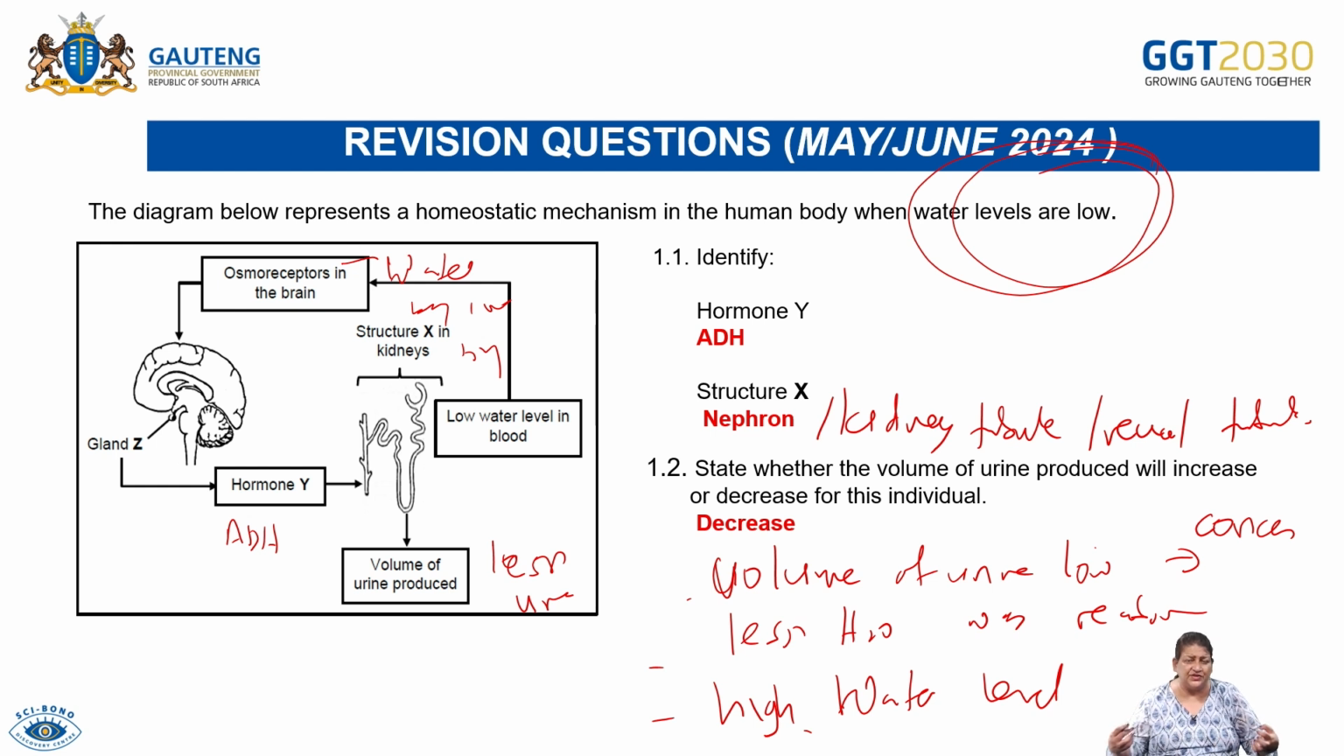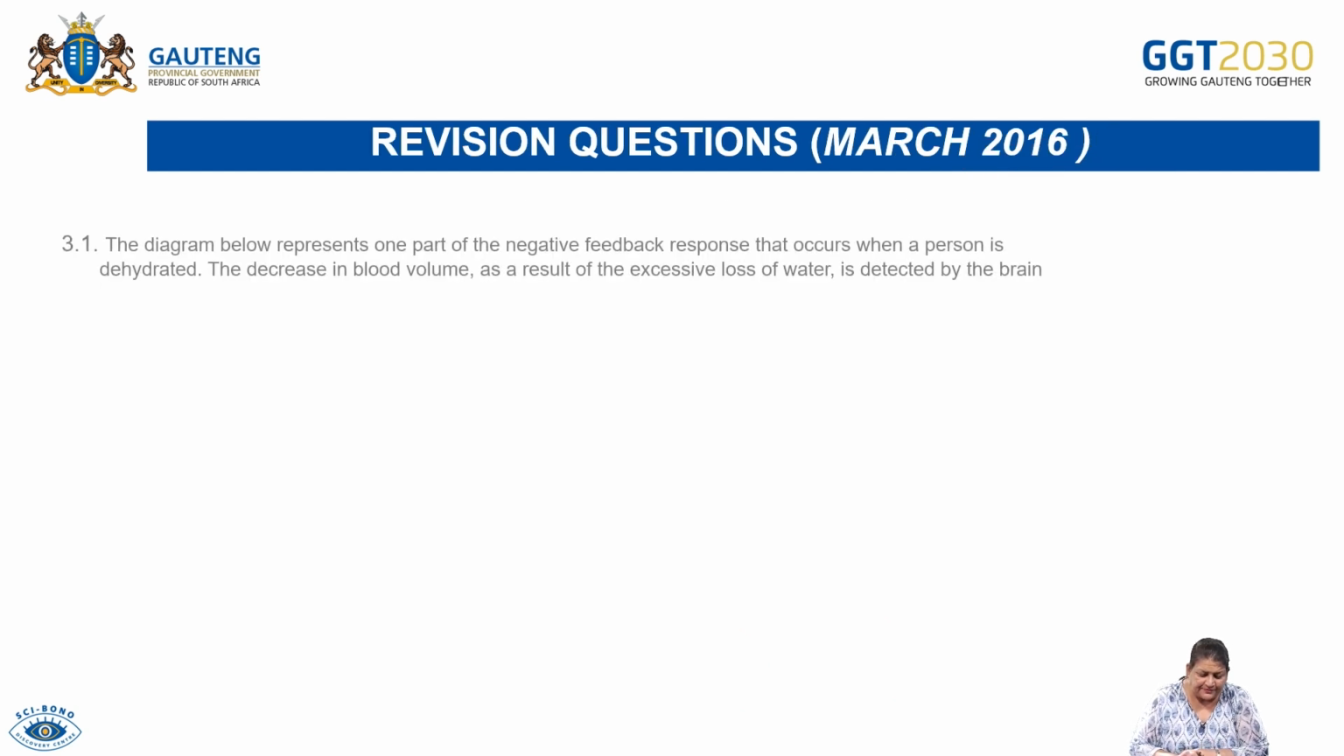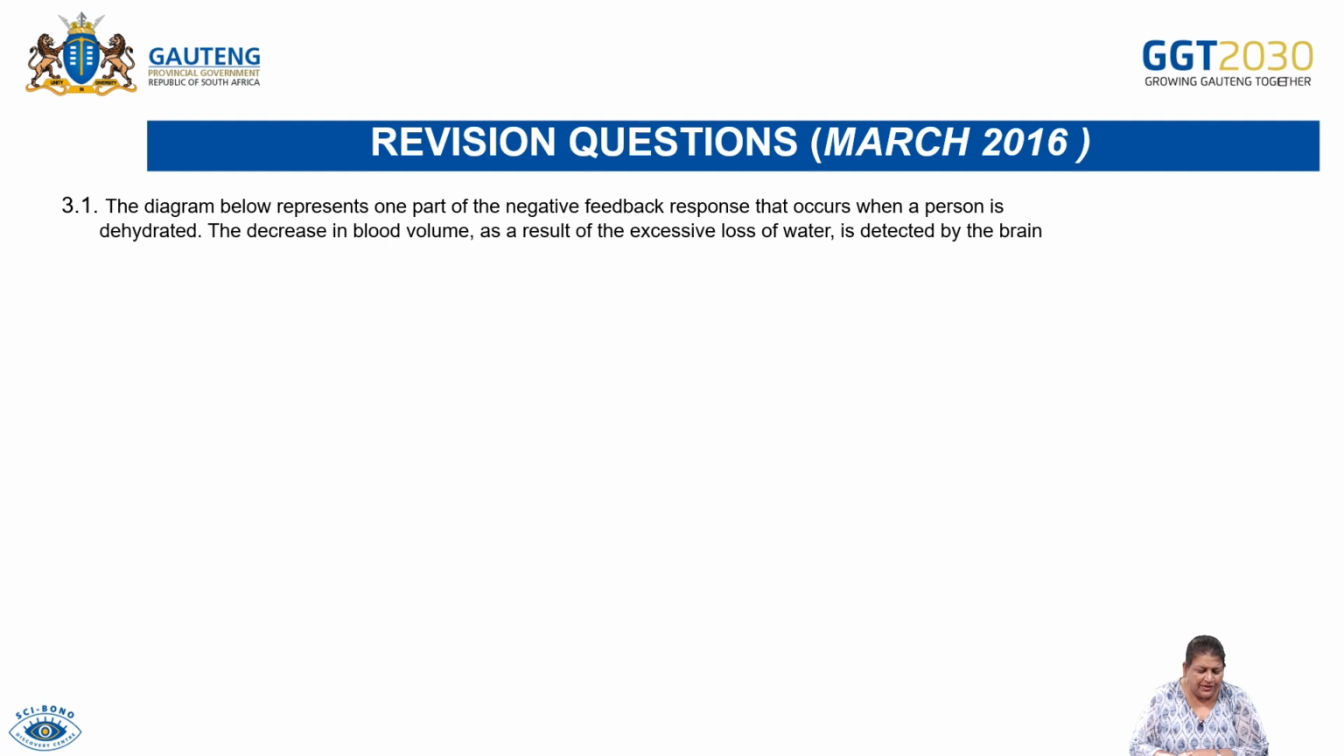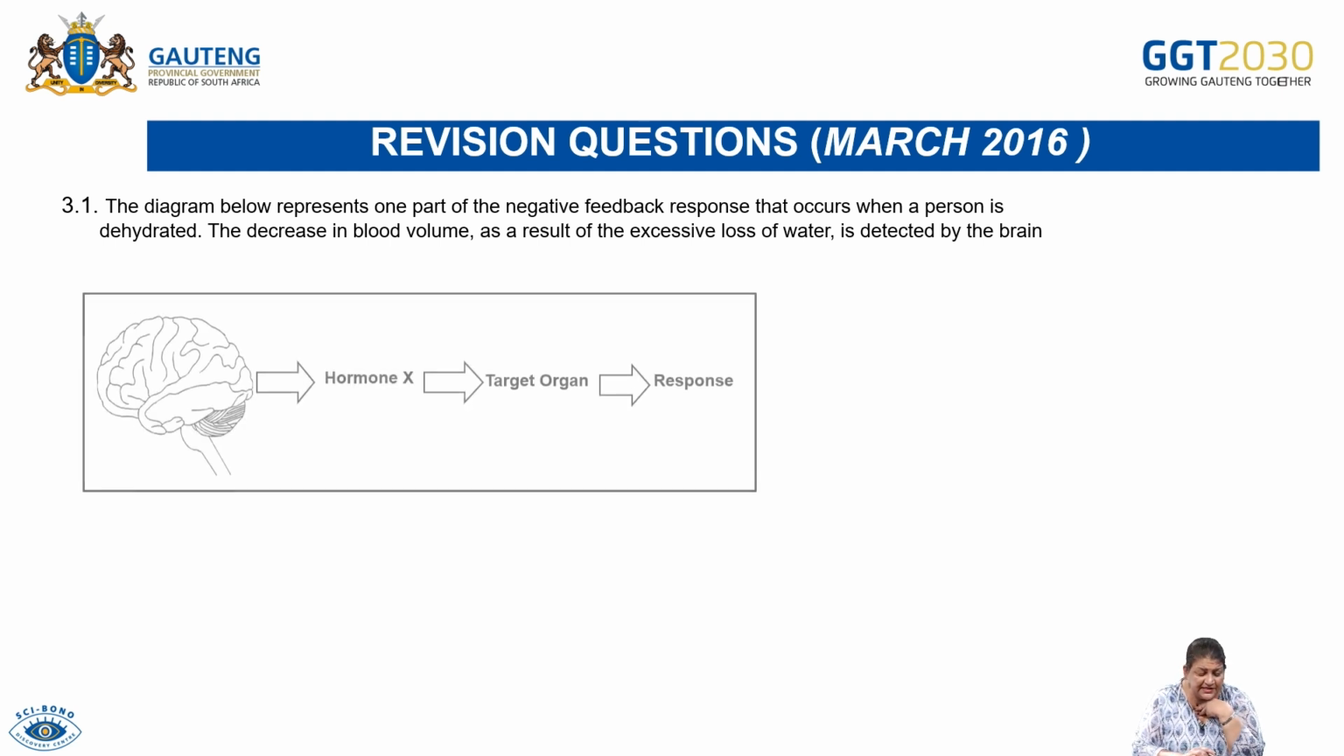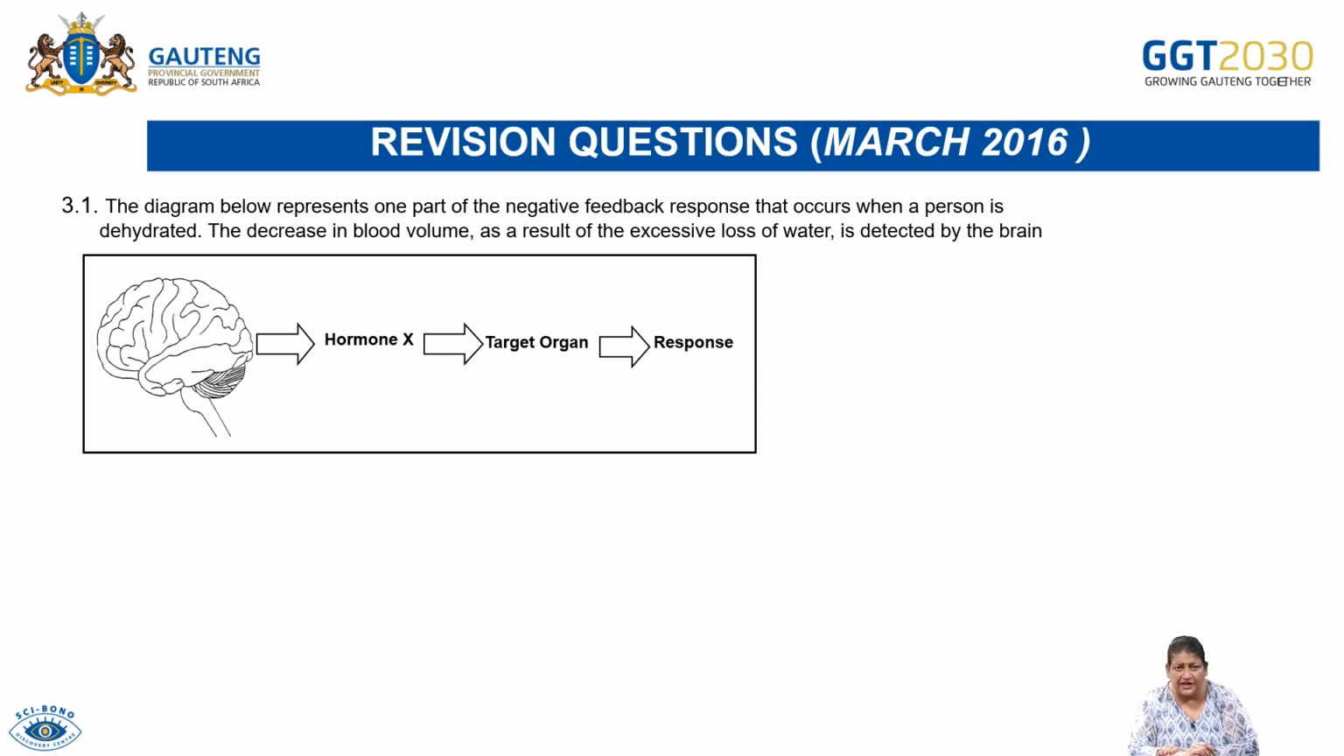And how did more water get reabsorbed? More ADH was released by the pituitary gland. Okay, so you need to know that. The diagram below represents one part of the negative feedback response that occurs when a person is dehydrated. Now, if you're dehydrated, it means you are sweating a lot and you're not drinking enough water. So there is a decrease in the blood volume. That means water is less in your blood as a result of excessive loss of water, which is detected by the brain. Which part of the brain detects a low water balance in the blood? It is the hypothalamus. Okay, you're going to learn of that in grade 12.